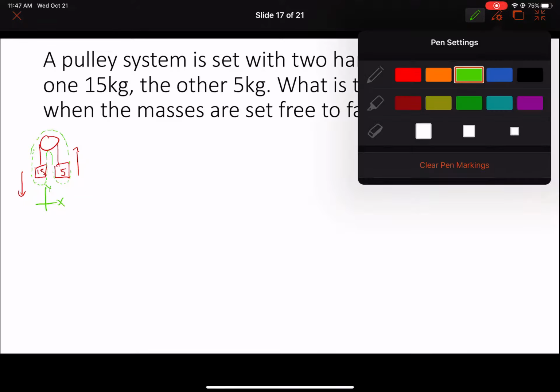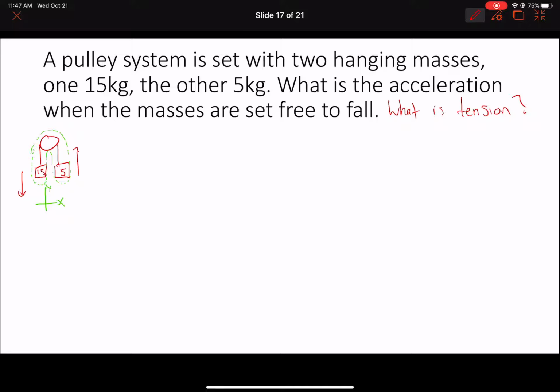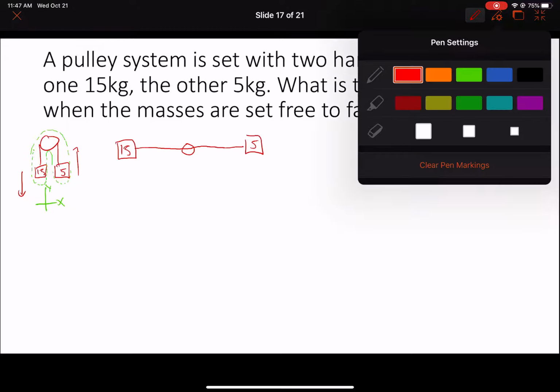And so what we can do, and what I like to do, is stretch out the rope. I'm going to draw the 15 mass here and stretch out the rope. Have the 5 mass here, and if you want to, you can draw the pulley in the middle. It doesn't really matter. And we're going to think about what's going on with the system as a whole.